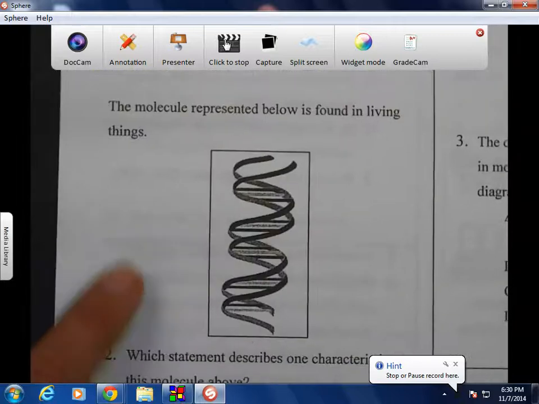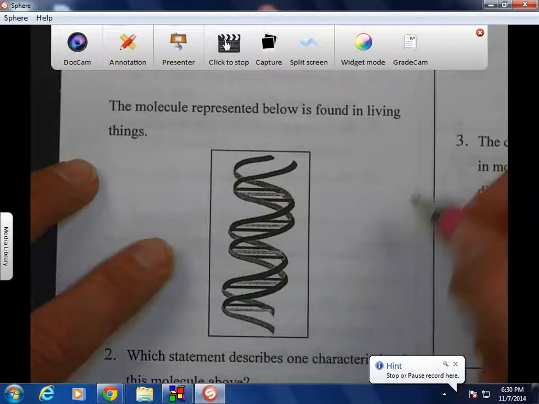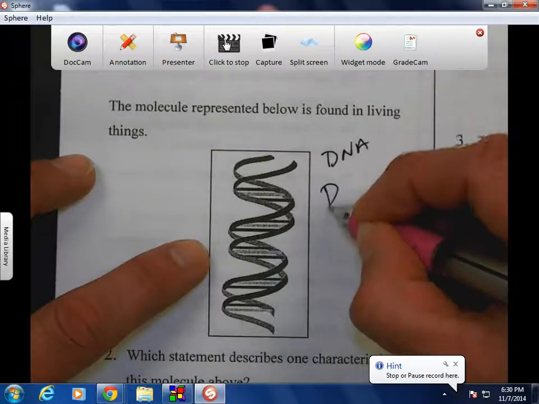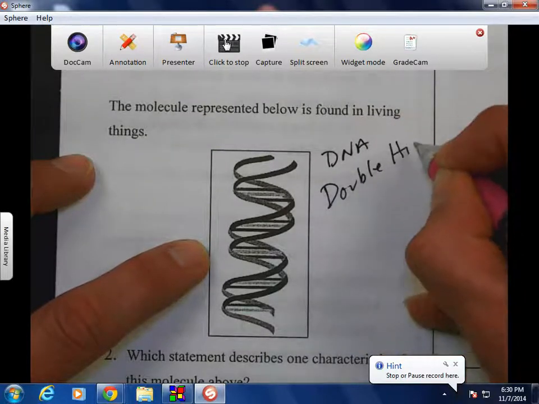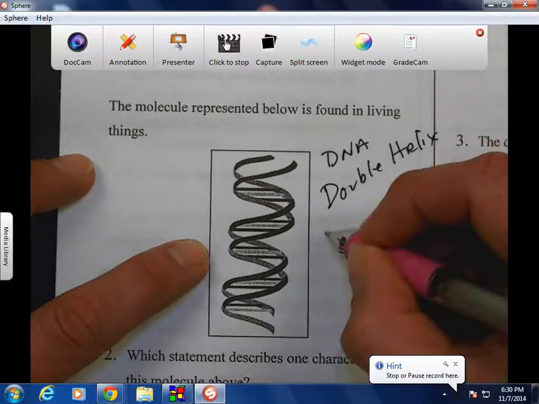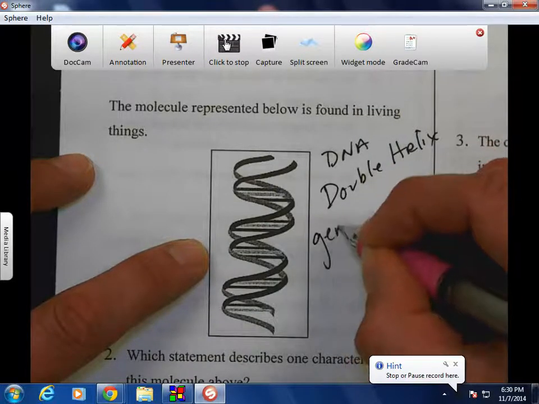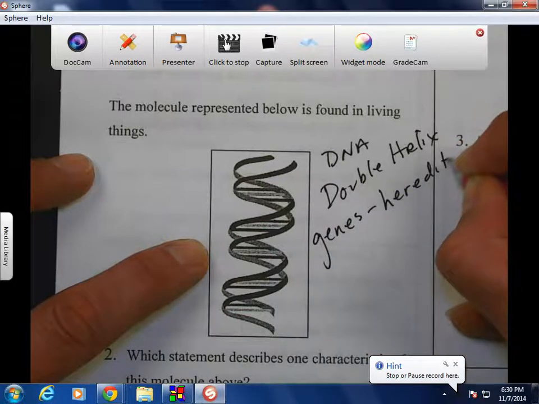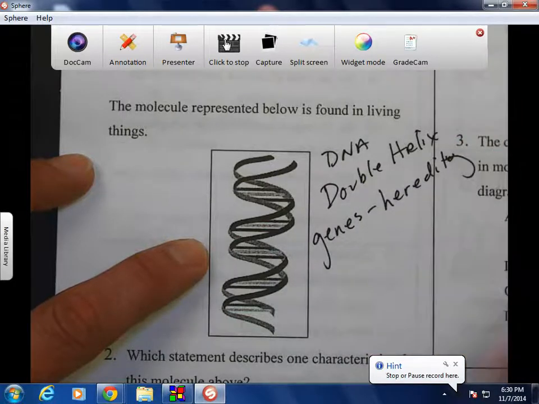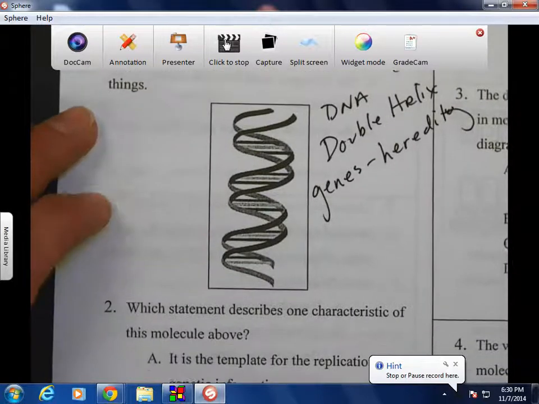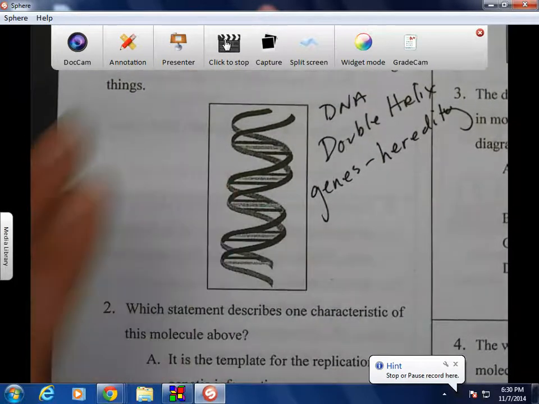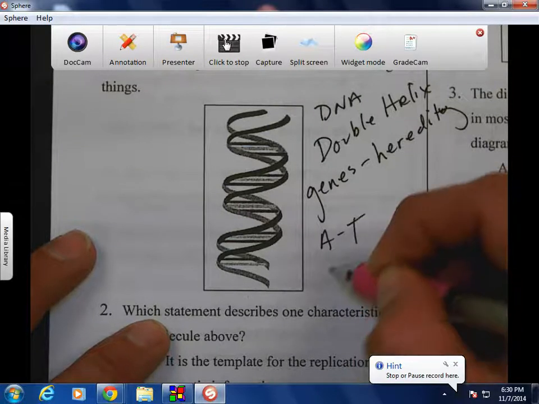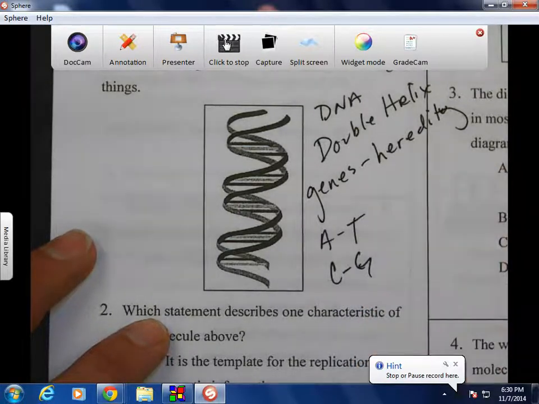If we look at this next picture, I'm just going to jot some notes about it. I know that this is DNA. I know it's a double helix. I know that it contains genes or heredity information that could be passed down from generation to generation. So before I even look at the question, I'm going to write everything that I know about that. I know that A goes with T. I know that C goes with G.